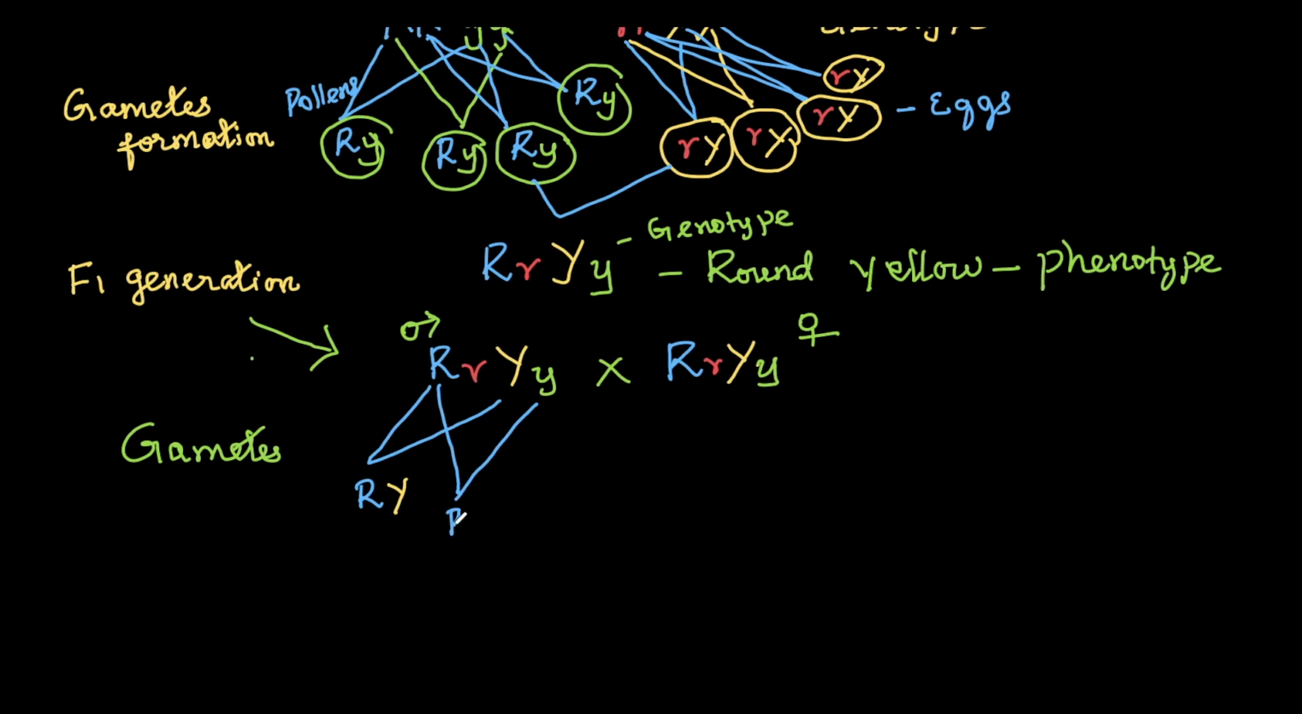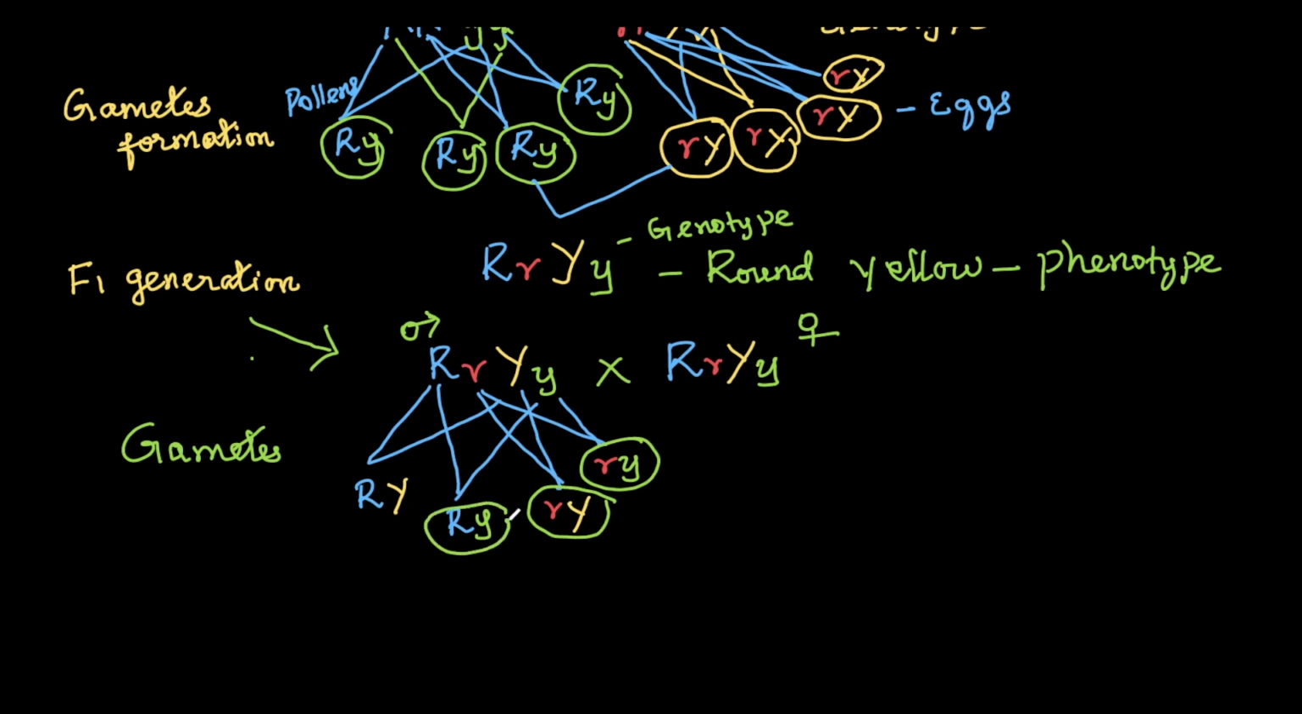It is capital R, small y. Now I am taking a small r and capital Y. So I am getting a gamete like small r, capital Y. And the same small r I am taking and joining with this small y. So the gamete will be carrying small r, small y. So I get four different types of gametes.